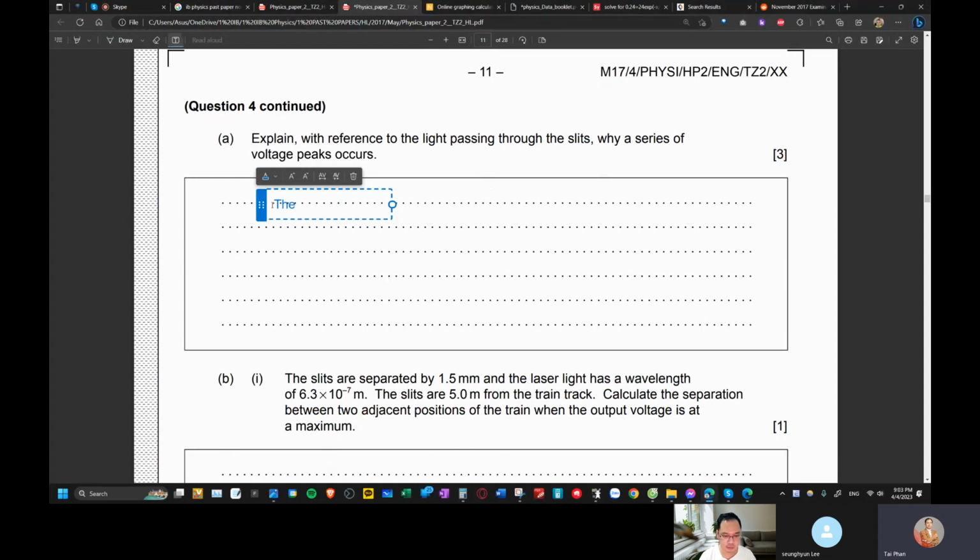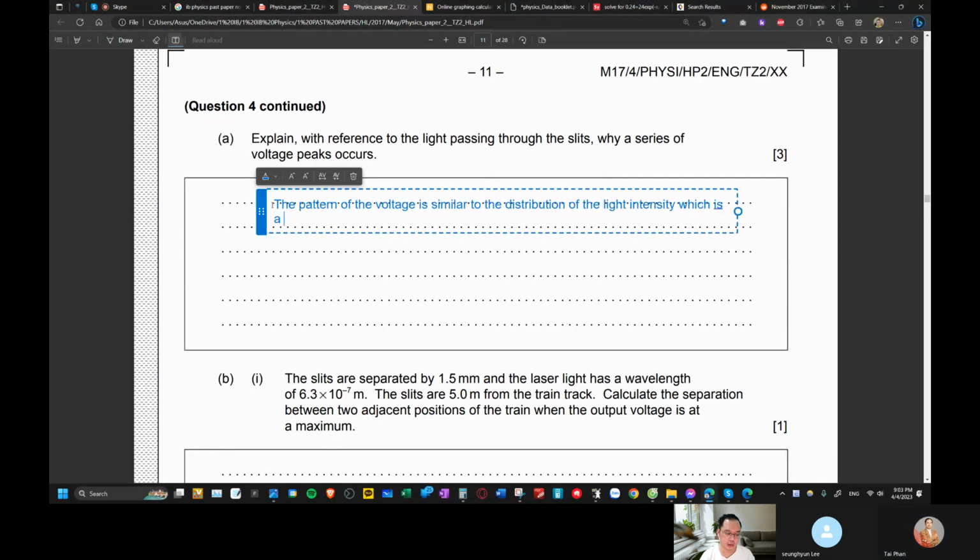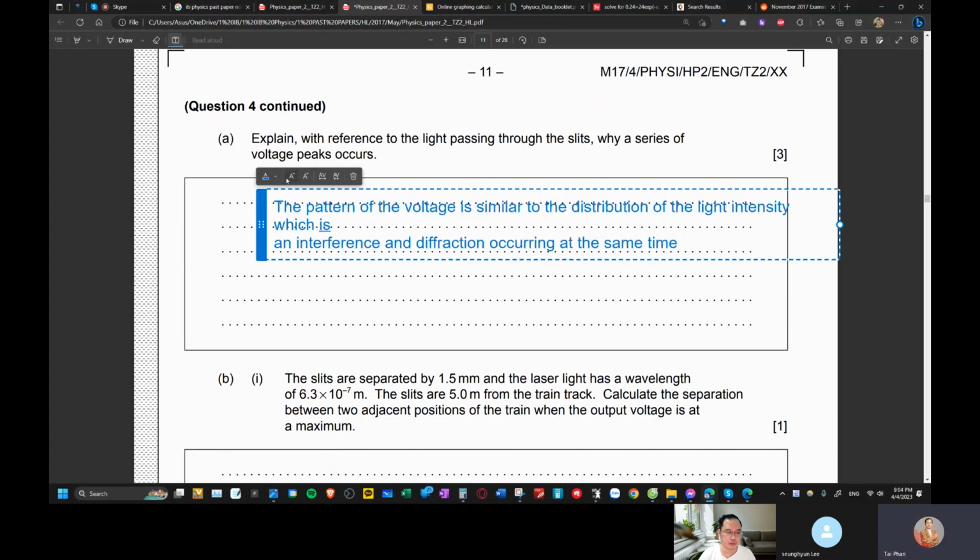The pattern of the voltage is similar to the actual distribution of the light intensity, which is interference and diffraction happening at the same time. Okay, occurring at the same time.